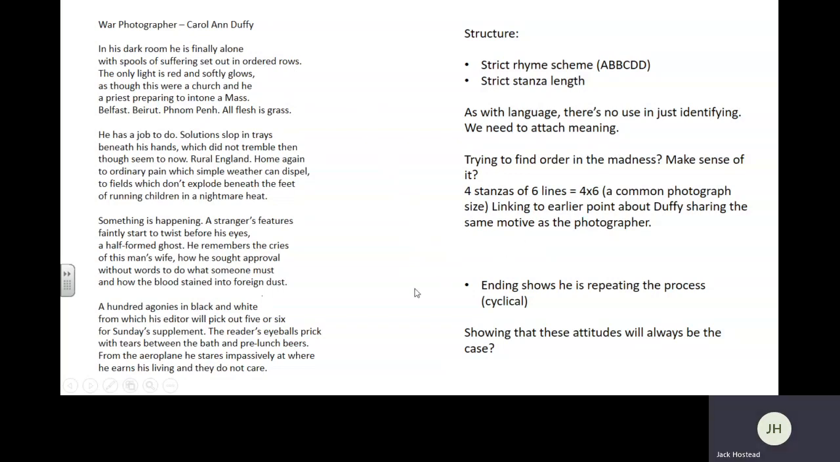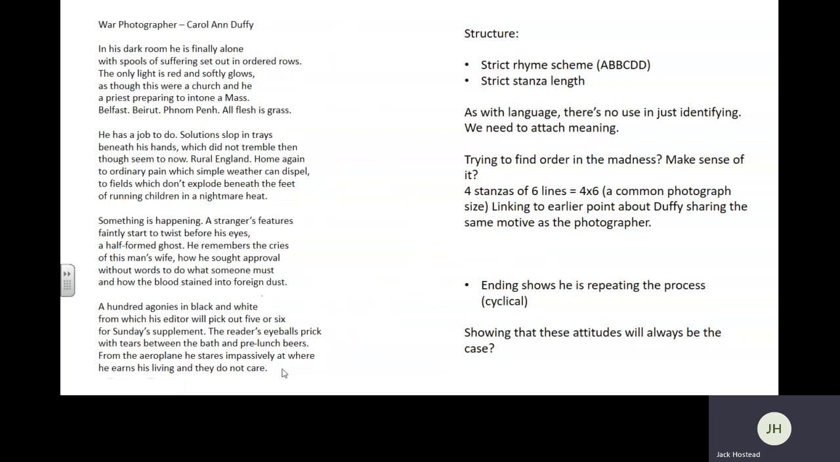And the ending then, so again with structure, just like when we look at structure in the language paper and we talk about the beginning, the middle and the end, where things are and why, we do the same here. So the ending shows him repeating the process. It's a cyclical ending. We start with the photographer getting back, developing the photos, and then in the bottom 2 lines, he's going back to repeat that process.